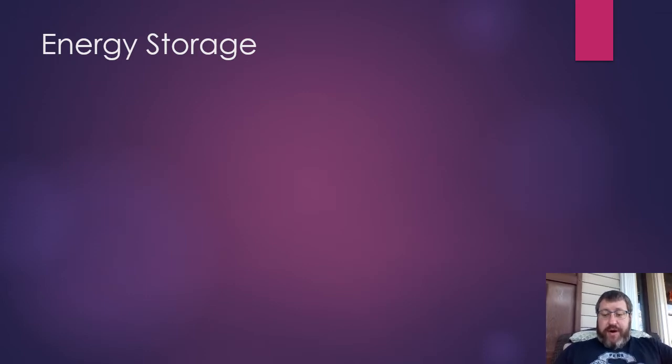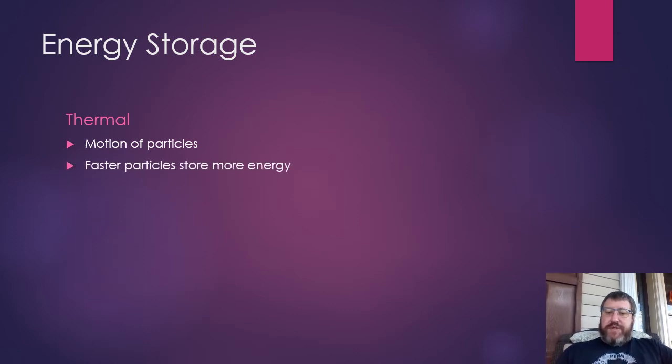All right, so let's say we're transferring energy. We now need to store it in places. The two that we're really concerned about are thermal, which is motion of the particles. This is kind of the active storage. Faster particles store more energy, slower particles store less energy, and it is directly related to temperature. If more energy is stored in motion, then the temperature has to go up. If less energy is stored in motion, then the temperature has to go down. And that's a pretty simple concept there.